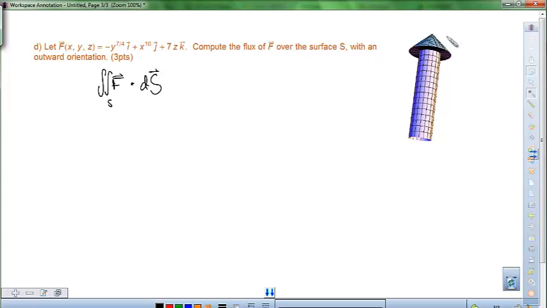So what we want to do is, if you're thinking ahead over here, it looks like taking the div of this would be a nice easy function to take the div of. Unfortunately this is an open surface, but again we can remedy that. We can close this surface off by adding this disk here.